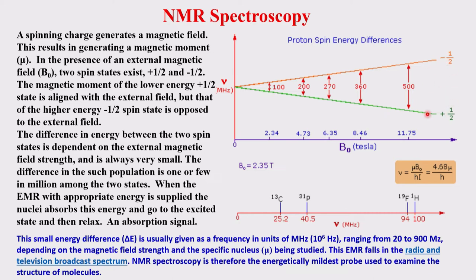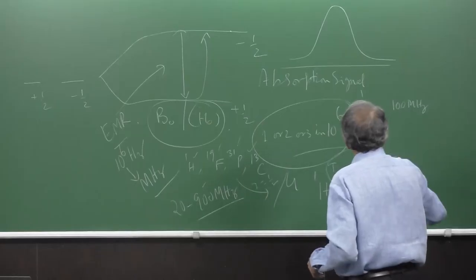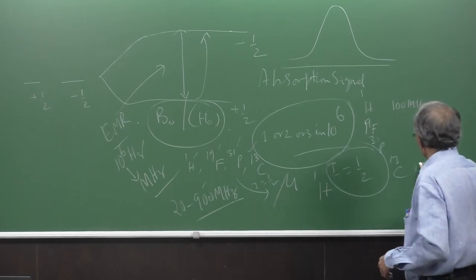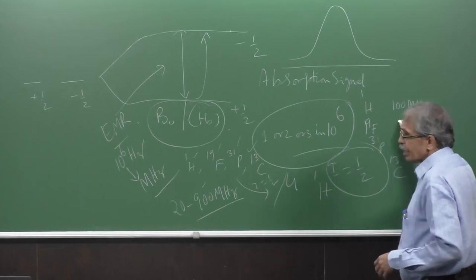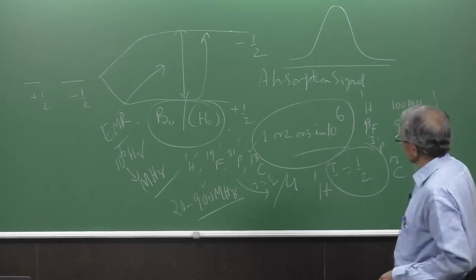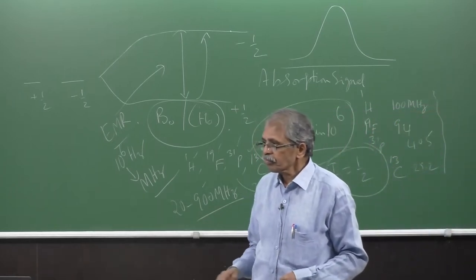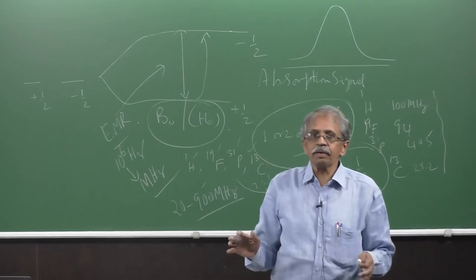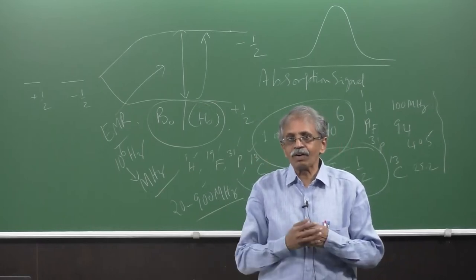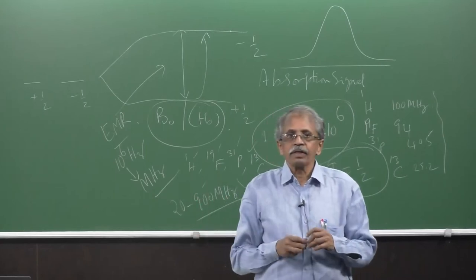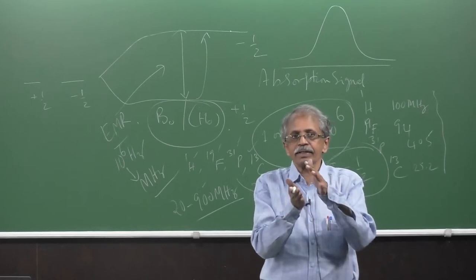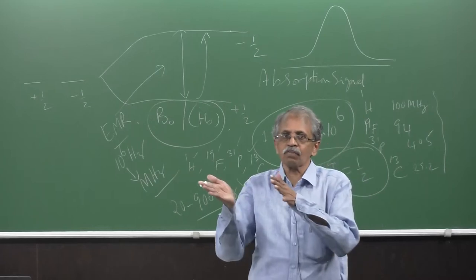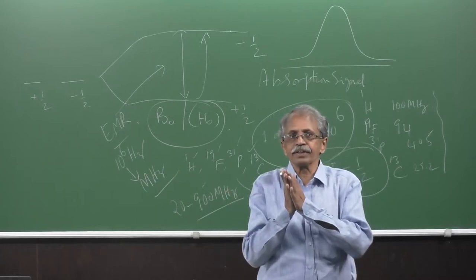So these are all hydrogen, 19F, 31P and 13C. All of these have I equal to half, but their frequencies are very different. 31P is 40.5 megahertz and 1H is 100 megahertz. You see how things differ. I hope you understood this. It is the same whether it is an organic NMR or an inorganic compound. The principle is the same. Now, let me recapitulate that in the presence of the magnetic field, the nuclear spin splits into plus half and minus half, with a very small difference in their population.